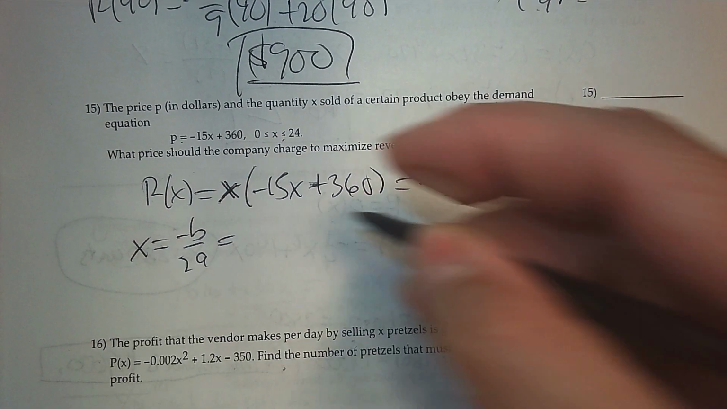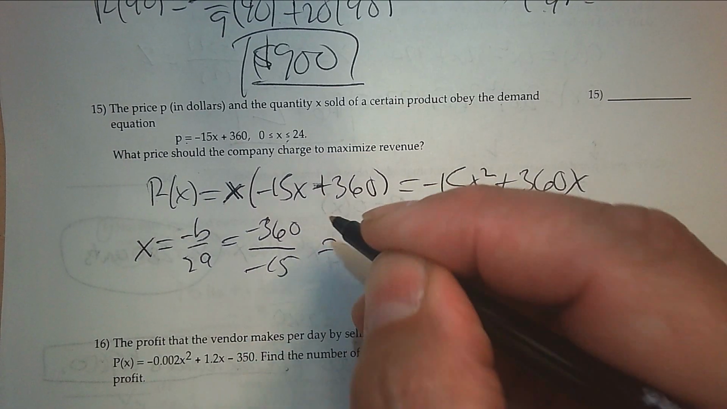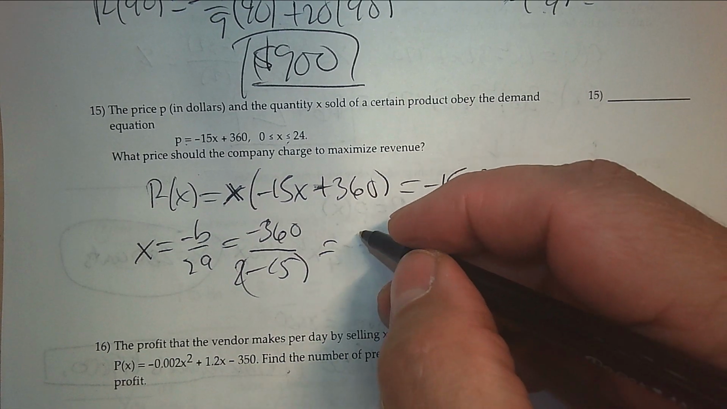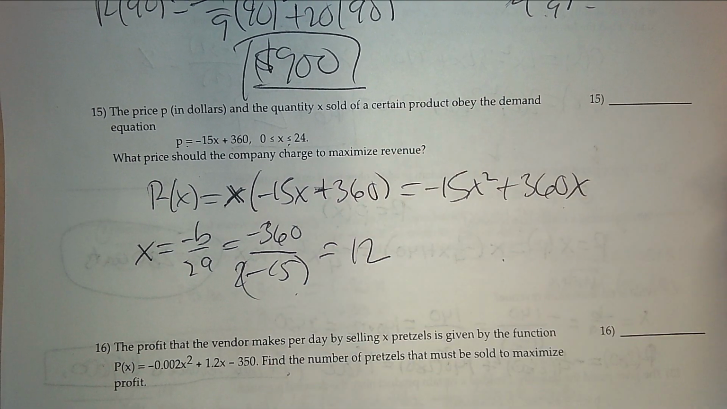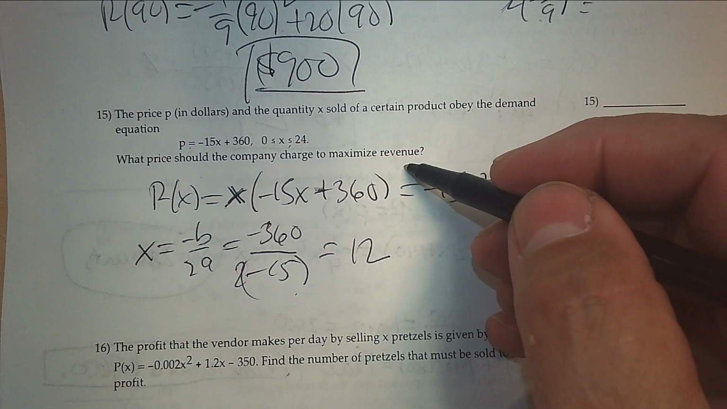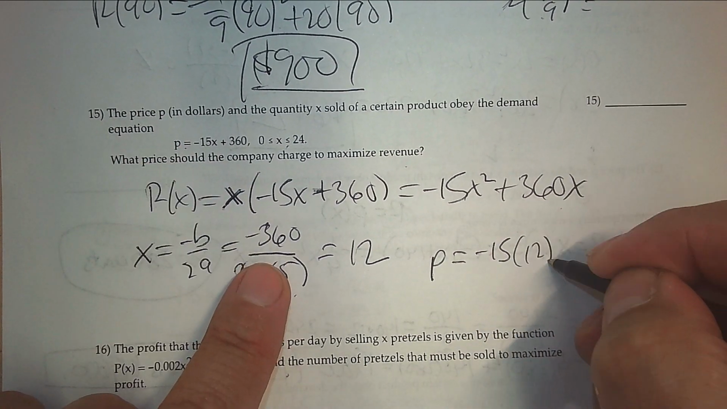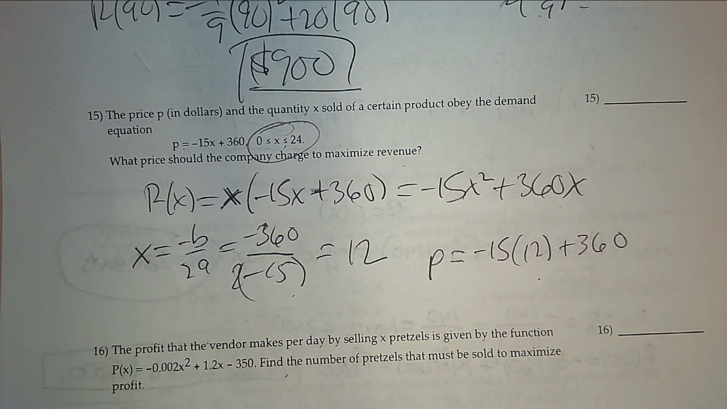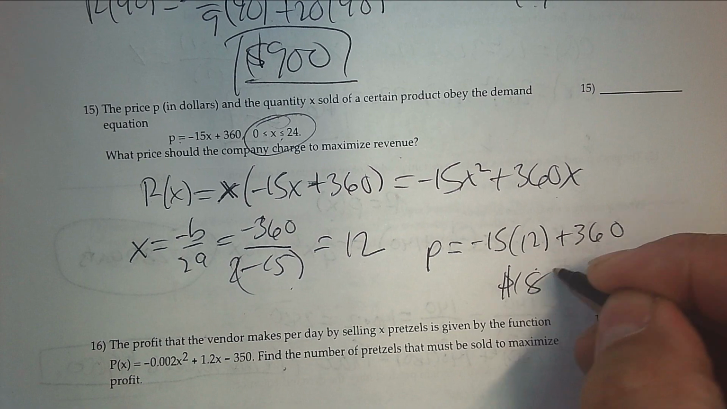So in this case, it's 360 divided by negative 15 times 2. So that's 360 divided by 30, which is 12. So what price should the company charge? So then I go back and figure out, okay, P equals that. So it's 12. And notice 12 is between 0 and 24. So then it's negative 15 times 12 plus 360. So the price that should be charged is $180.